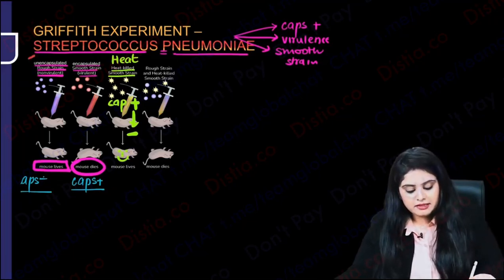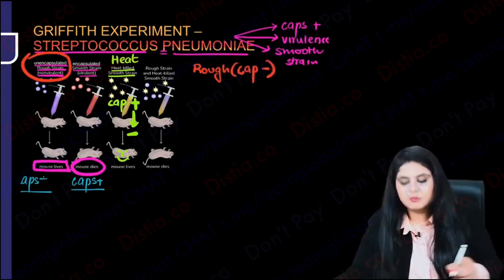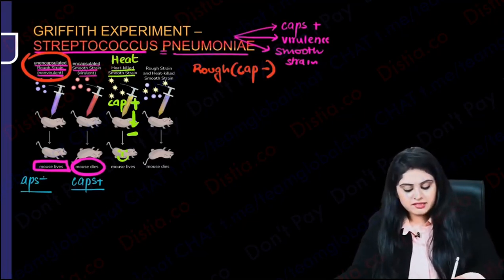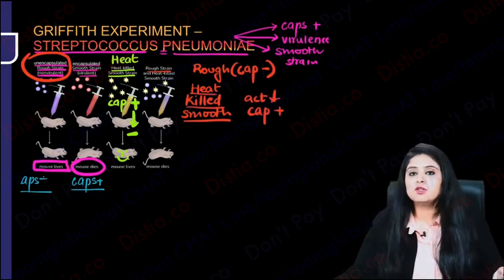I'm going to combine this strain. What is this strain? Number one, rough. Rough means the capsule is not there. There is no capsule. So should the mouse die? No, the mouse should not die. I have mixed that with a heat killed smooth strain. Smooth means that definitely the capsule is there, but its activity has been decreased because it has been heat killed.